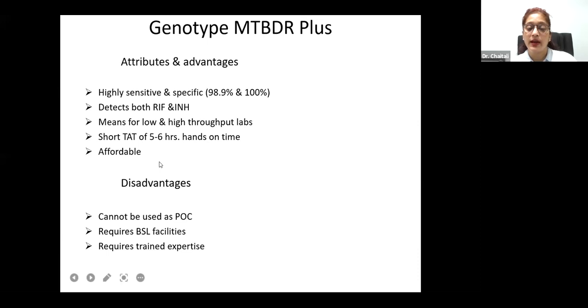It suits low and high throughput labs and has a shorter turnaround time, 5 to 6 hours, so if you have time, you can do it on the same day. And it is affordable, as we all know. It is for first and second line drugs. It takes around 3,000 rupees.